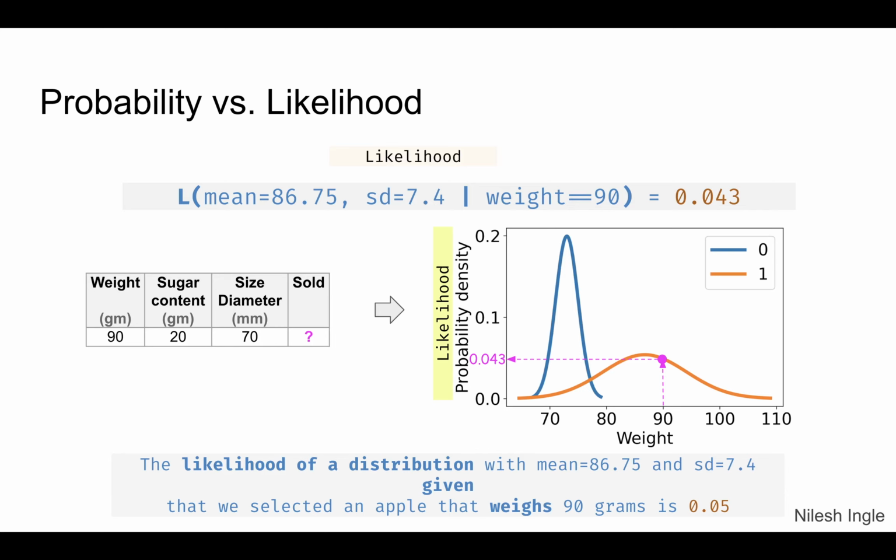So the way we would read this is that the likelihood of a distribution with mean of 86.75 and standard deviation of 74, given the weight of the apple is equal to 90 grams, is 0.043. So that's what we are going to use to calculate the Gaussian Naive Bayes likelihood values.